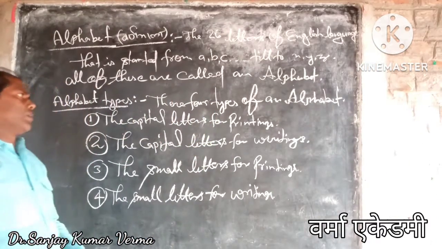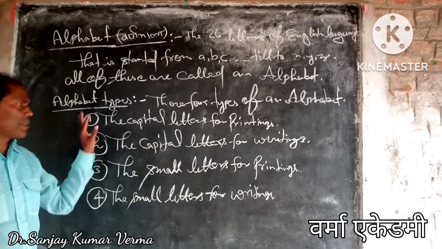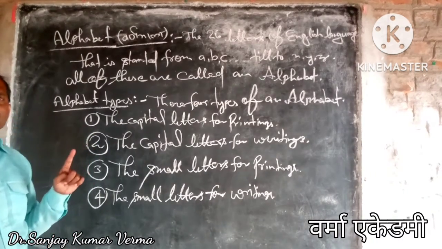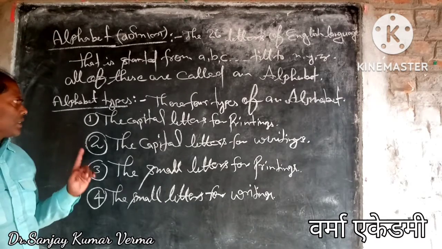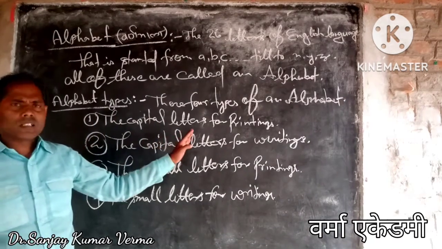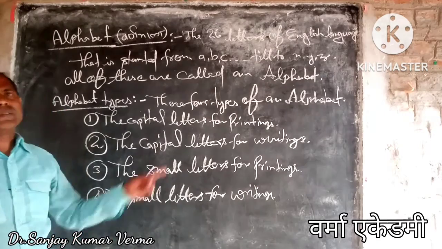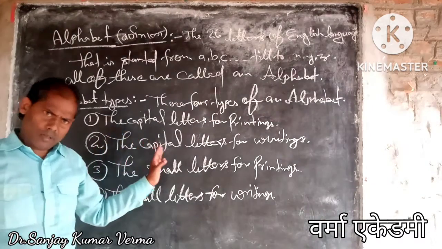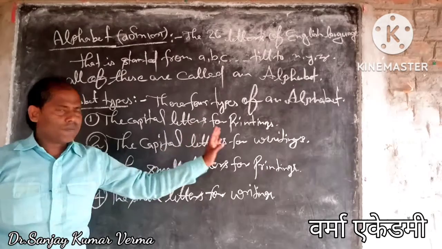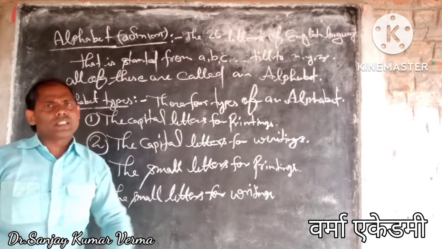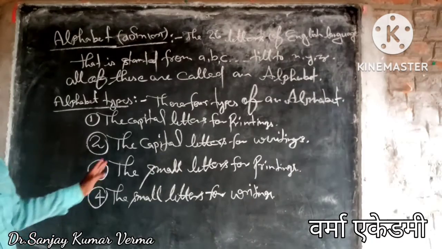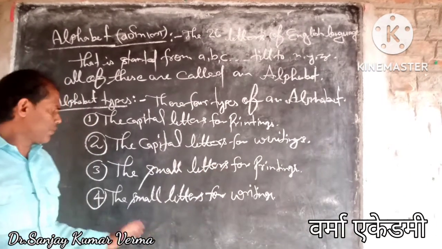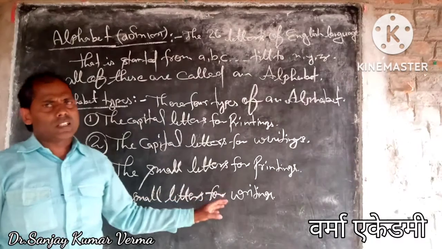Once again, types of alphabet. There are 4 types of an alphabet. The first type is called capital letters, which are used for printing. Second, capital letters used for writing. Number third, small letters for printing, and number fourth, the small letters for writing.